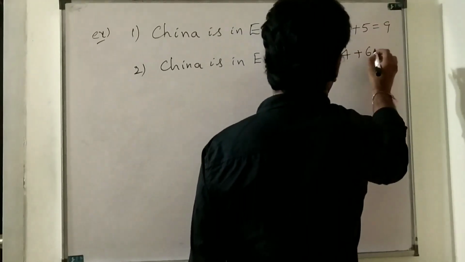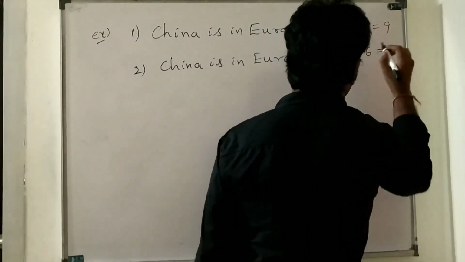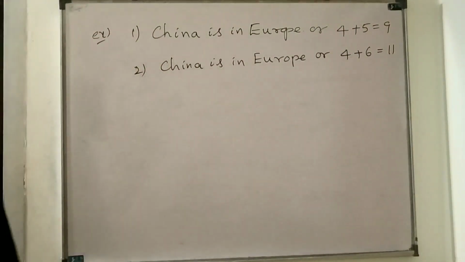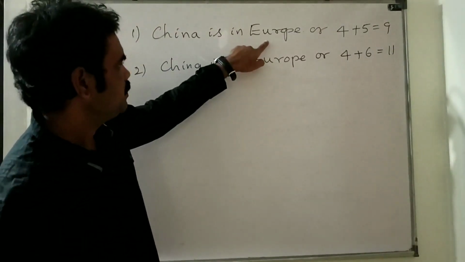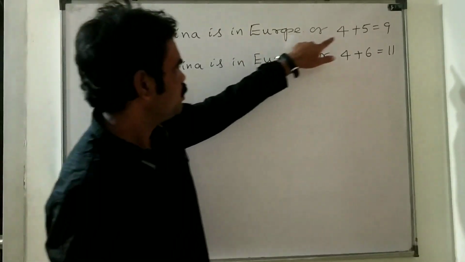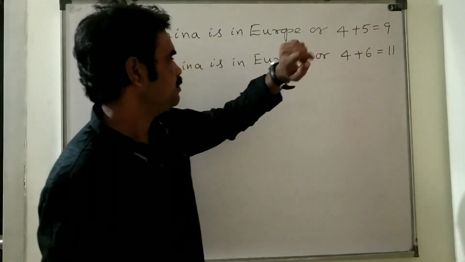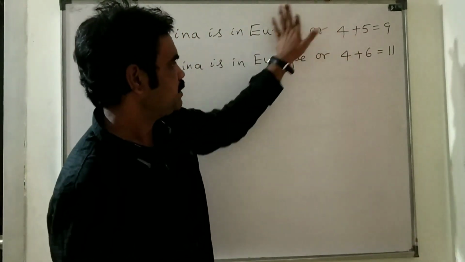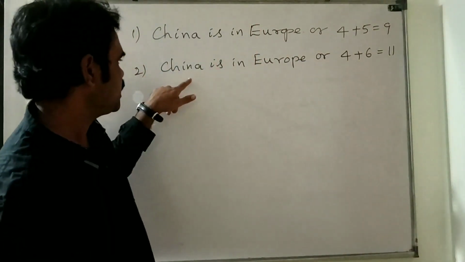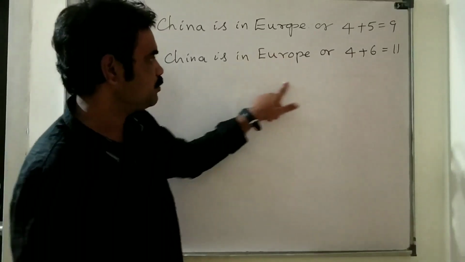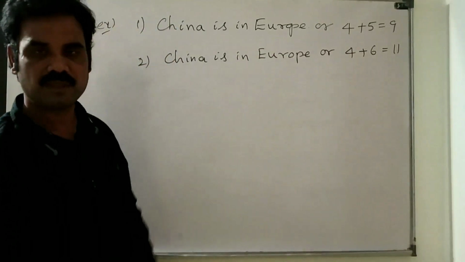4 plus 6 is equal to 11. See these two statements. China is in Europe. It is false. 4 plus 5 equal to 9. That means one of these statements is true and hence the disjunction is true. See the second one. China is 11. These two are false and hence its truth value is also false.